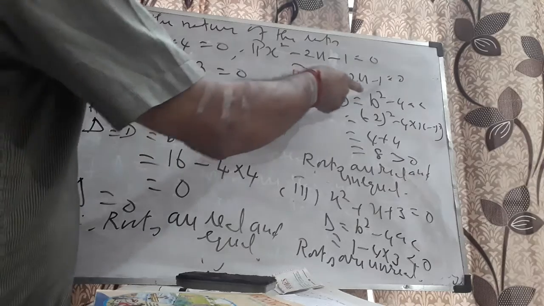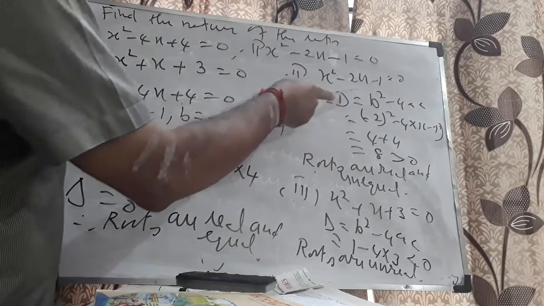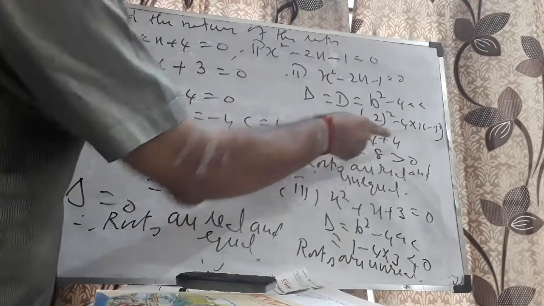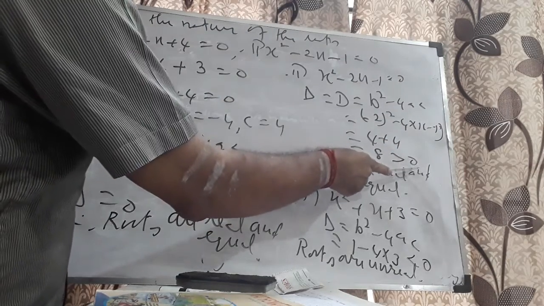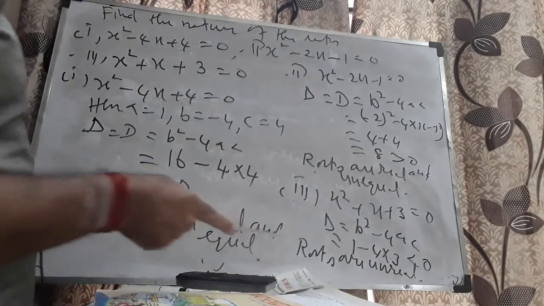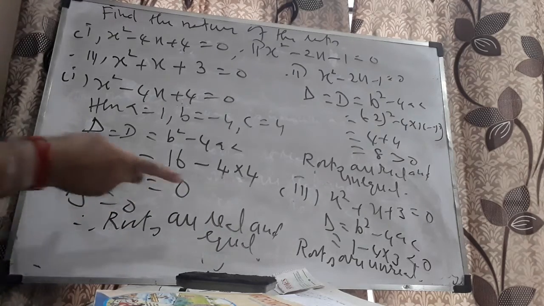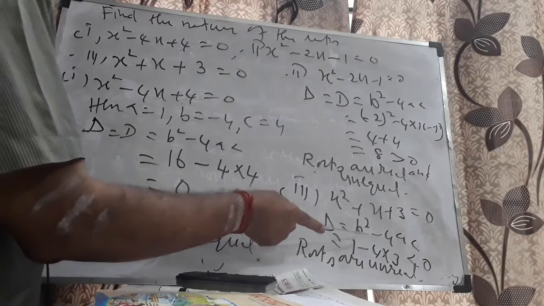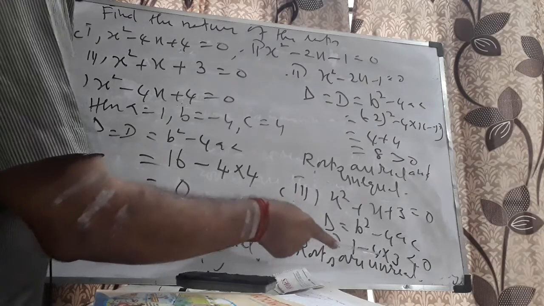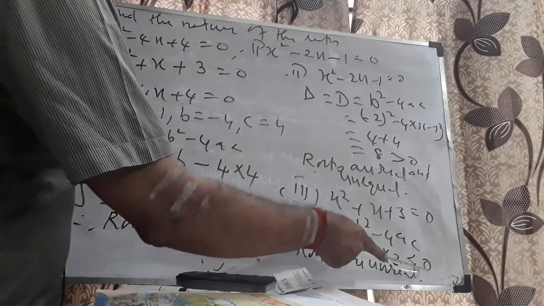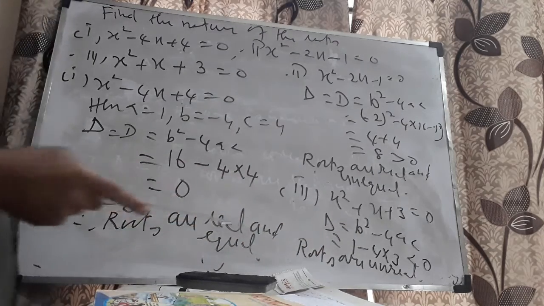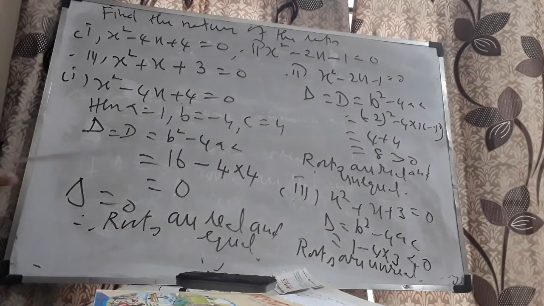Now, x square minus 2x minus 1 is 0. b square minus 4ac, minus 2 whole square minus 4 into 1 into minus 1. I get it to be 8, which is positive. So, roots are real and unequal or not equal or distinct. x square plus x minus 3 is equal to 0. Here, b square minus 4ac, 1 minus 4 into 3, which is minus 11, which is negative. Delta is negative. Therefore, roots are not real or unreal or complex or imaginary. Either way you can write.